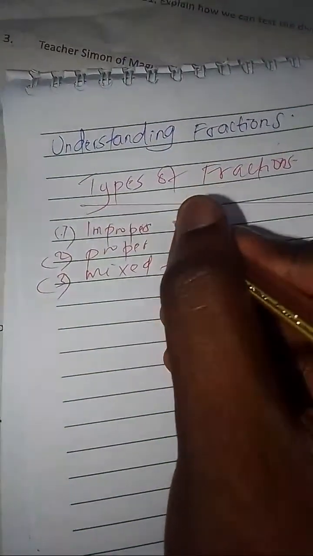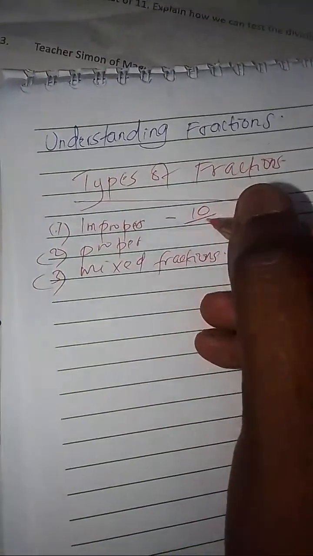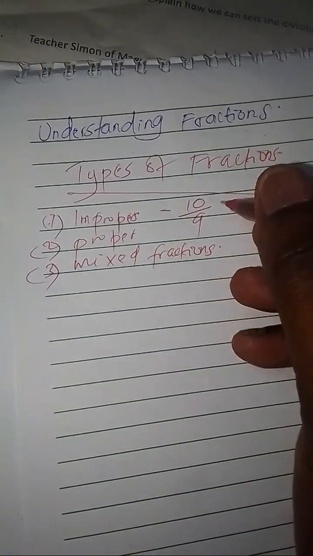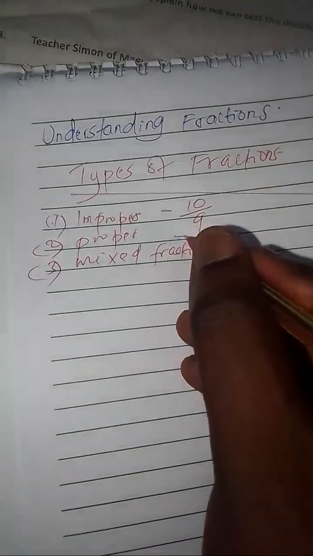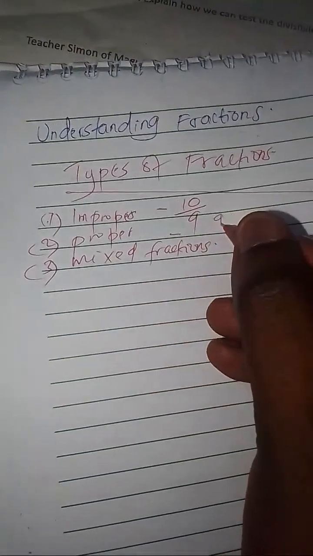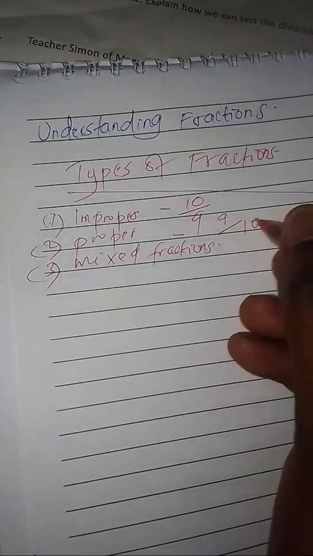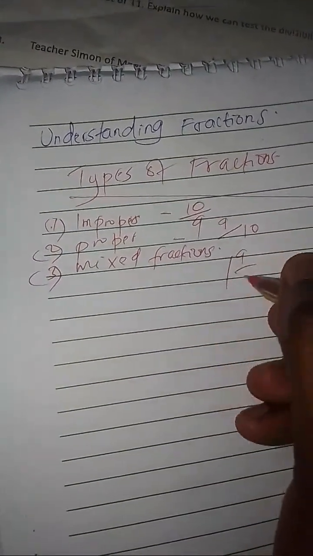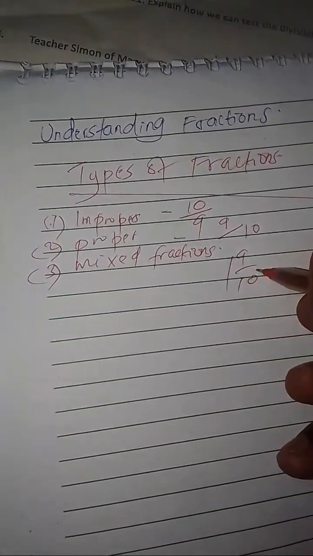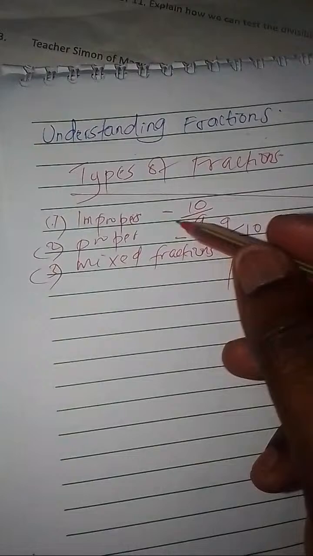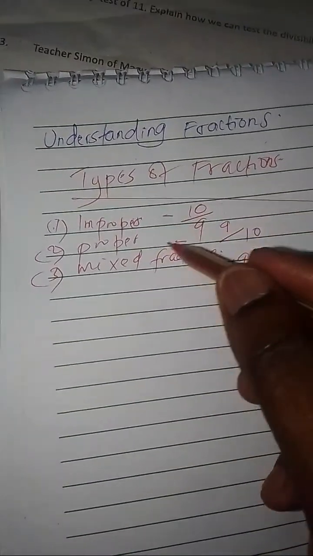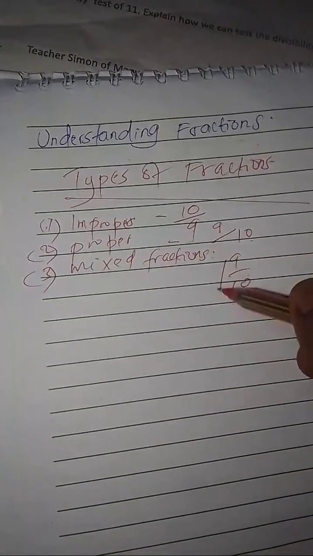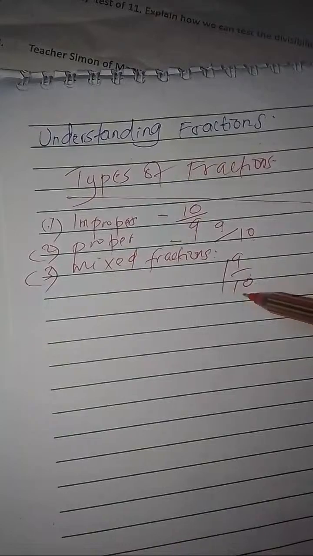So an improper fraction is, for example, 10 out of 9. This fraction is an improper fraction, 10 out of 9. A proper fraction is the vice versa. We can now have 9 out of 10. Then a mixed fraction, now we can have 1 whole and 9 out of 10. So that is a mixed fraction. So we have the improper fraction, that is 10 out of 9, the proper fraction, 9 out of 10, then the mixed fraction, that is 1 whole and 9 out of 10.